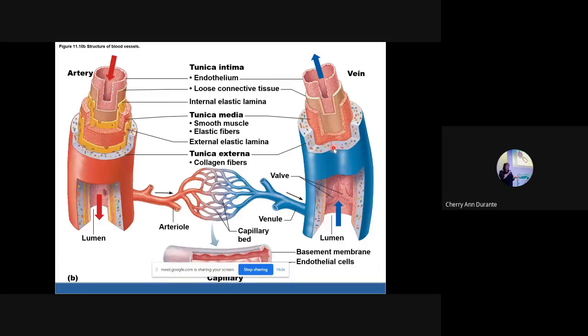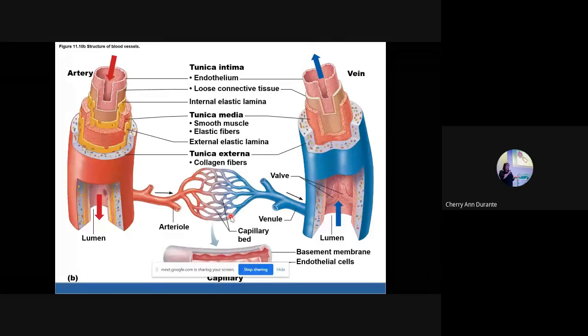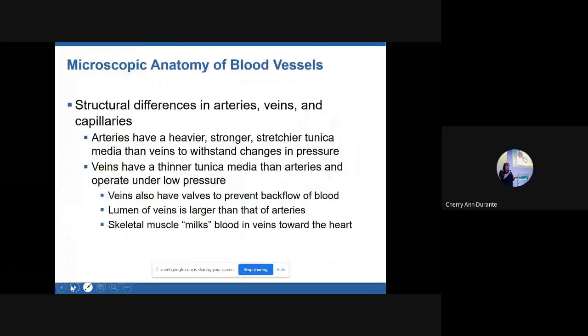So, the smaller arteries are known as arterioles and the smaller veins are known as venules. So, arteries have a heavier, stronger, stretchier tunica media than veins kasi higher pressure. Kaya nga po, ang arteries natin usually hindi ang kinukuhanan ng blood. Ang pagkuha ng blood laging sa veins. Pati yung swero mo, nilalagay yan sa veins. Kasi pag sa arteries, pag nahiwa yung artery, magkakaroon ka ng arterial spray.